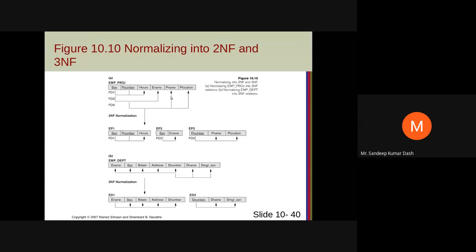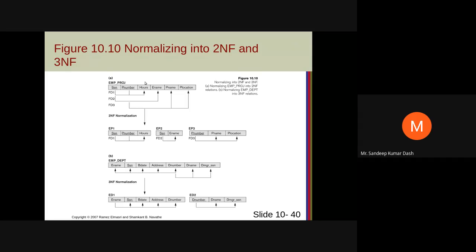You have to fragment the relation in such a way that the partial functional dependencies become full functional dependencies somehow. So how do you do that? Using this technique. In 2NF normalization, you keep the full functional dependencies as they are. This was not having any problem. SSN, P number, hours can be kept. Hours was fully functionally dependent on P number and SSN, so this is fine.